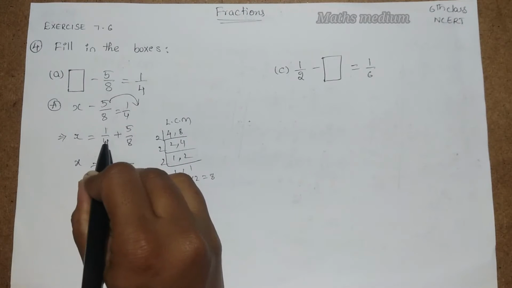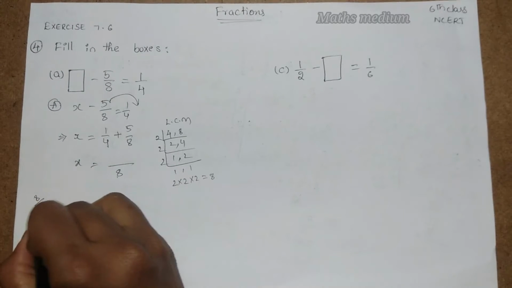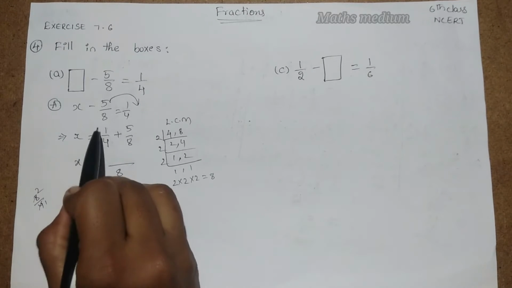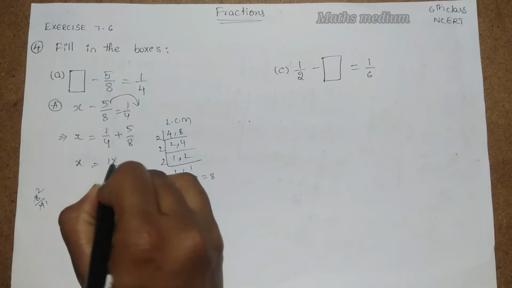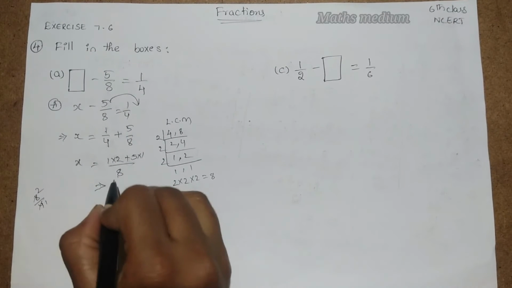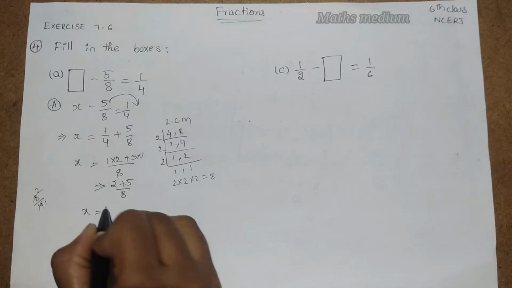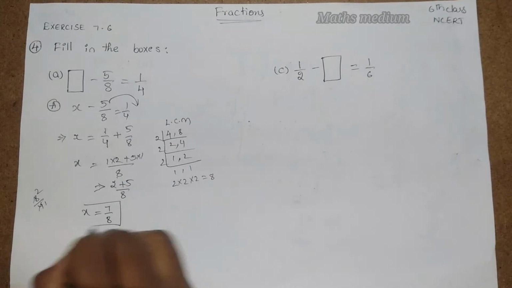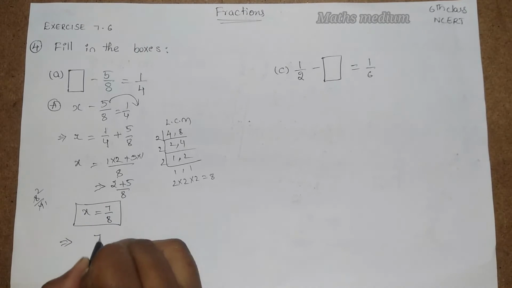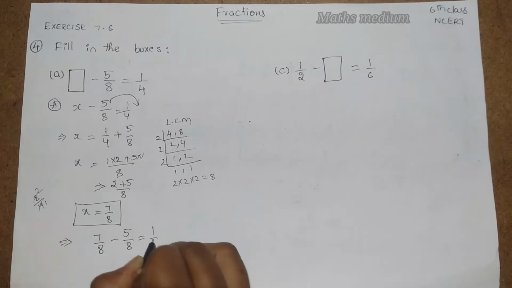In order to make this one, divide 8 by 4. 4 1s are 4, 4 2s are 8. Multiply the numerator with this, so 1 into 2 plus 5 into 1. So 2 plus 5 by 8. x equals 7 by 8. So here we are getting the answer as 7 by 8 minus 5 by 8 is equal to 1 by 4.